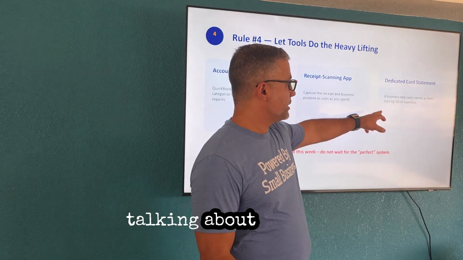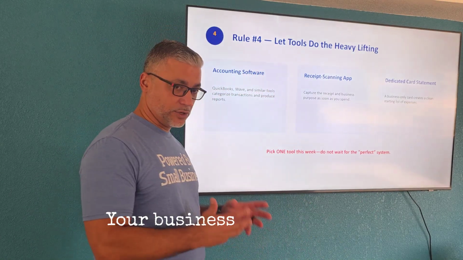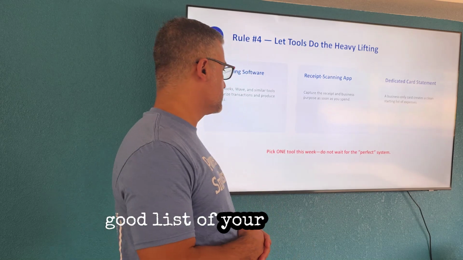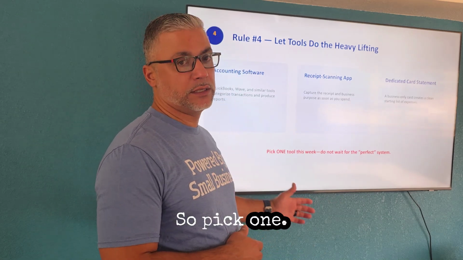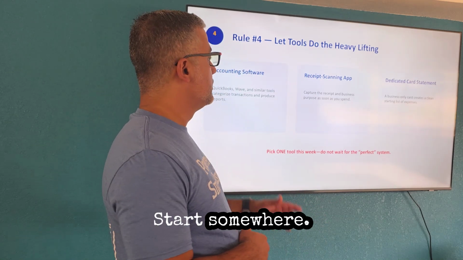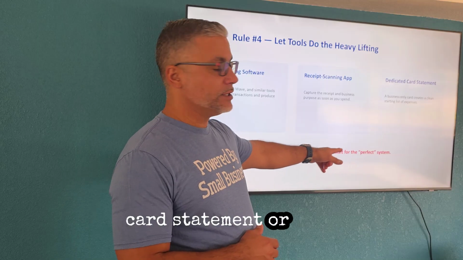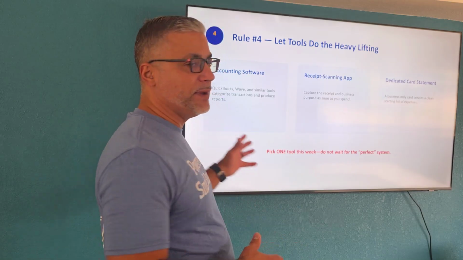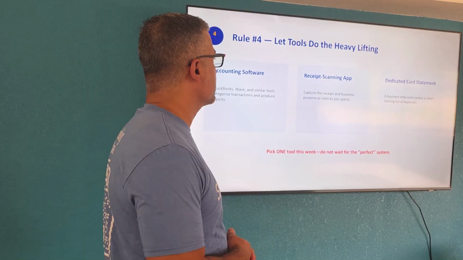So this one is what I was talking about earlier. Your business credit cards can create those categories for you, and it gives you a good list of your expenses. So pick one. Start somewhere. Start with your credit card statement or your debit card statement. You don't have to wait for the perfect system, but pick one and start using it.